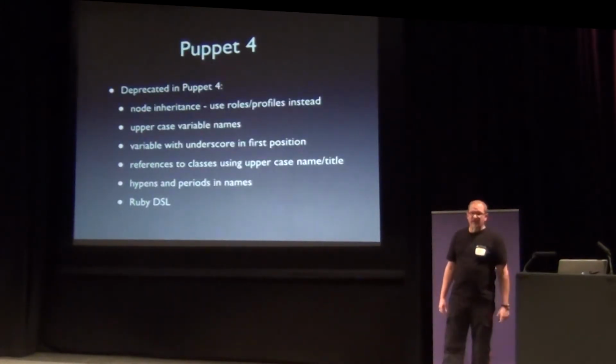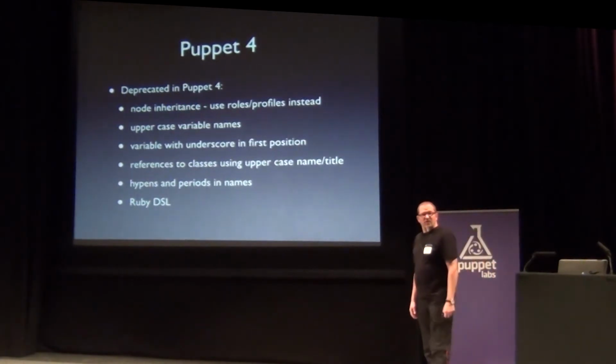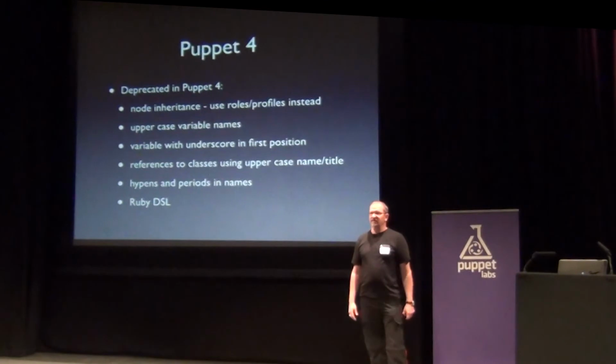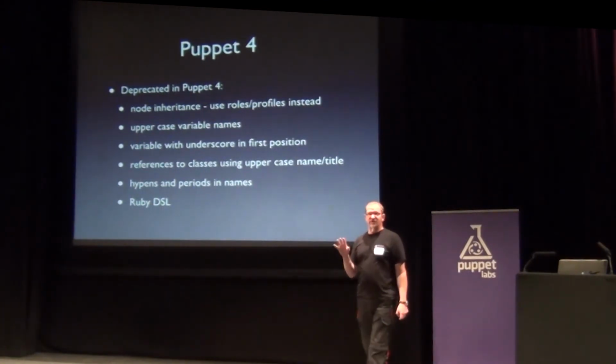So what is deprecated in Puppet 4? Who of you is doing node inheritance inside PP? Okay, only a few. Who knows what node inheritance is at all?